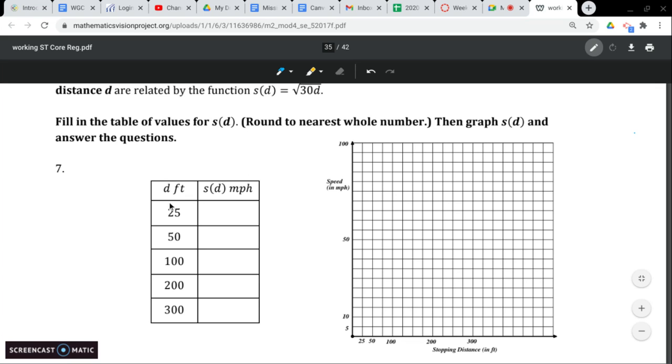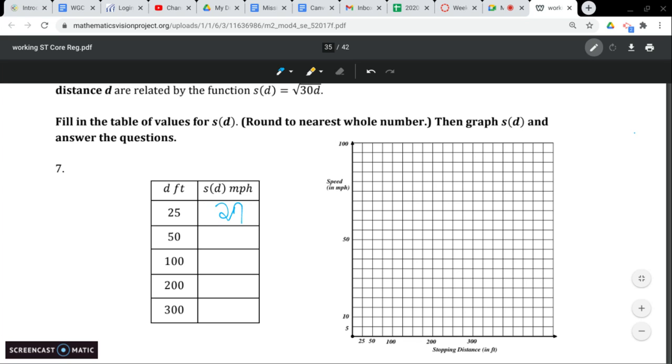So 30 times 25 is going to give us 750. When we take the square root of that, it's going to give us 27.38, so on and so forth. So to the nearest whole number is 27. Now, we do the same thing with 50.